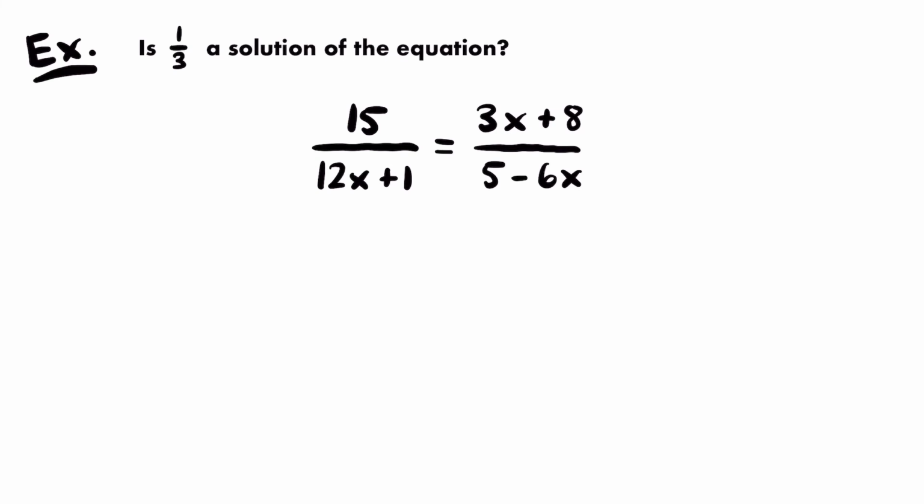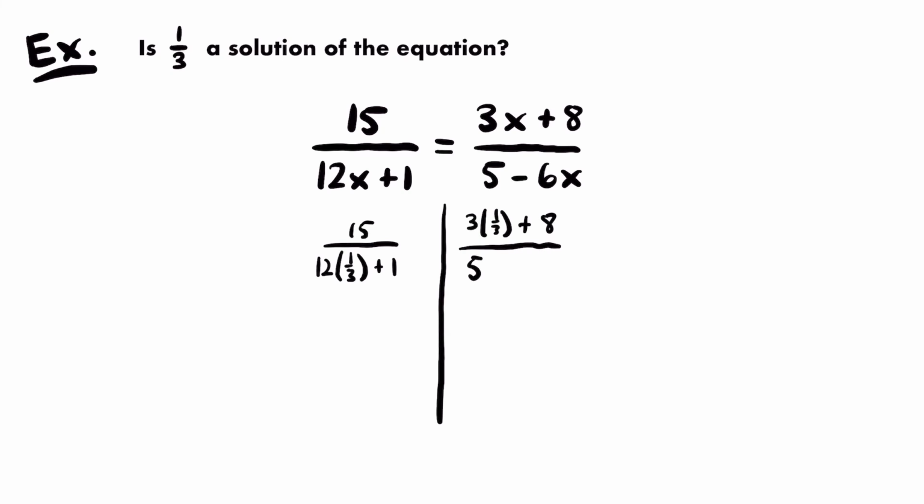I am going to draw a divider below the equal sign so that we can clearly compare both sides. But then plugging in 1/3 or substituting it in for each of these x's, there are 3 of them, here's what we get. We'll have 15 divided by 12 times 1/3 plus 1, and then 3 times 1/3 plus 8 divided by 5 minus 6 times 1/3.